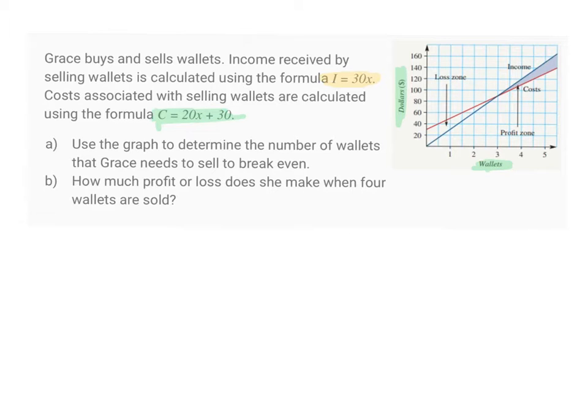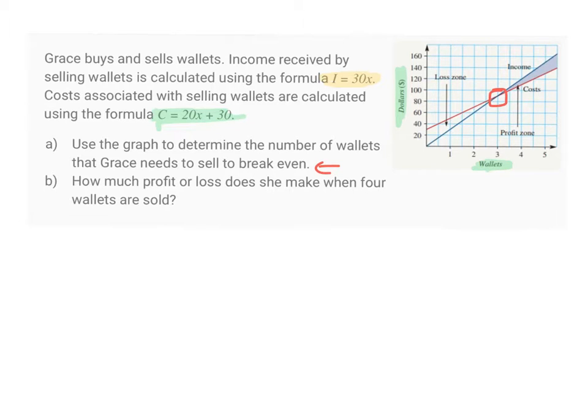The first thing it says is use the graph to determine the number of wallets that Grace needs to sell to break even. So what this means is it's asking where is the break even point, or where is the point where the two lines cross. This is where there's zero profit but also zero loss. It is right here on your graph, where the two lines intersect.